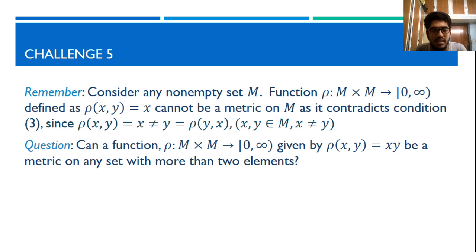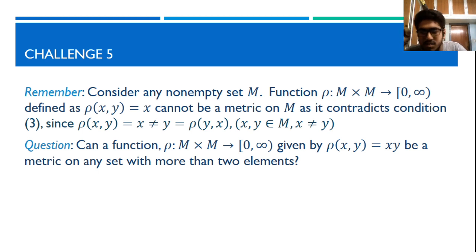Can you find a set M such that this works as a metric, where the set M should have at least more than two elements? You can start working backwards. Is there any restriction on M brought by the codomain here? Ask that question first, as Bijal asked earlier, and then try to see what could possibly go wrong.